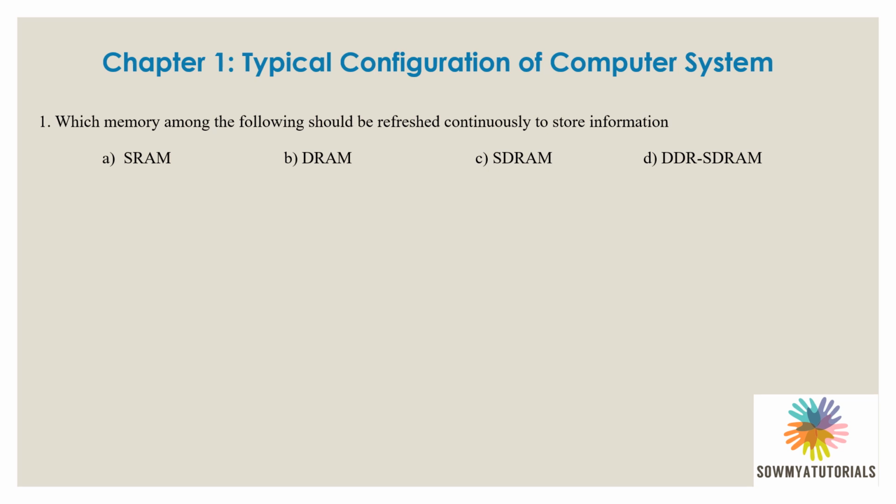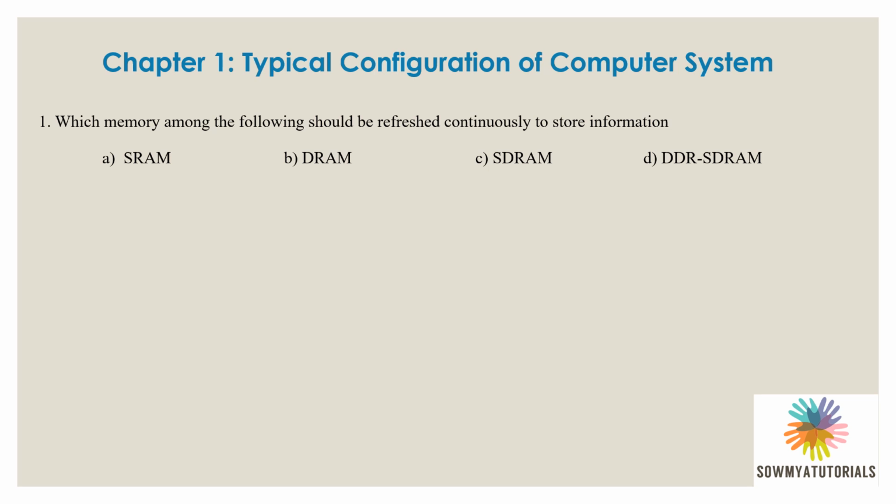Option C, SDRAM, synchronous dynamic random access memory. It is a generic name for the various kinds of dynamic random access memory that are synchronized with the clock speed that the microprocessor is optimized for. That is called SDRAM. The last option, option D, DDR SDRAM, double data rate synchronous dynamic random access memory. It is a type of random access memory that allows a higher data transfer rate and faster performance compared to the other RAM types.